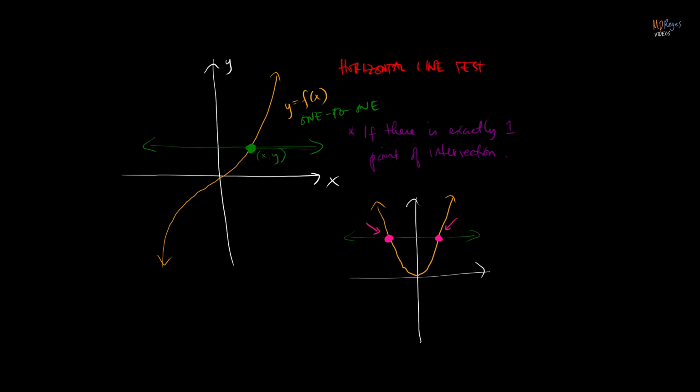So that's how you know whether a function is one-to-one using the horizontal line test.